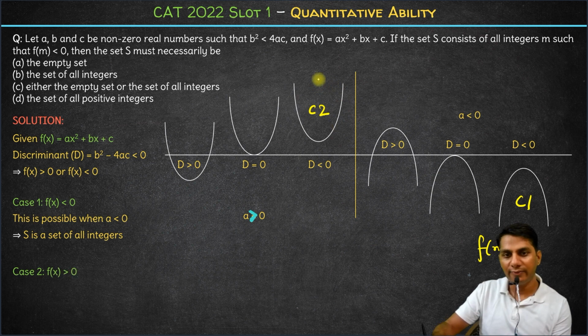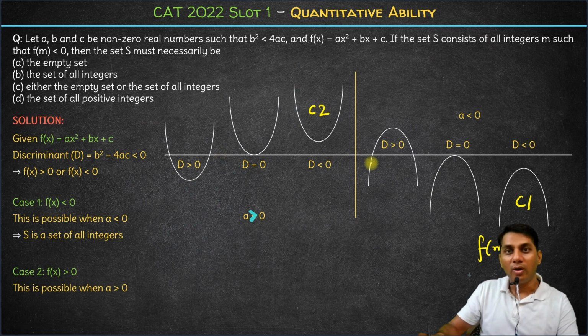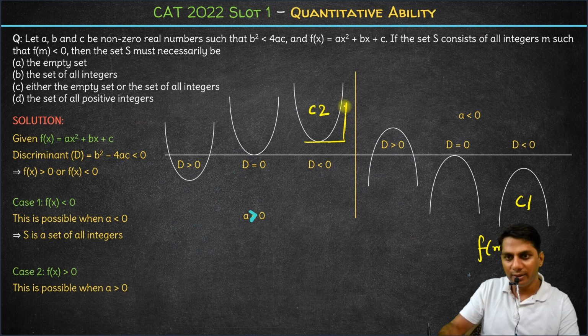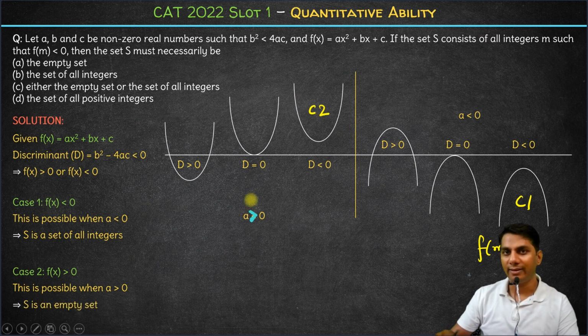Now in the second case, the function is always greater than 0, which is possible when a is greater than 0. So now what are the values of m for which the function is less than 0? Will you get any value of x for which this is less than 0? No, it is always greater than 0, right? There is no integral value of m for which the value of the function is negative. The function is always in the positive territory. So here S will be an empty set.